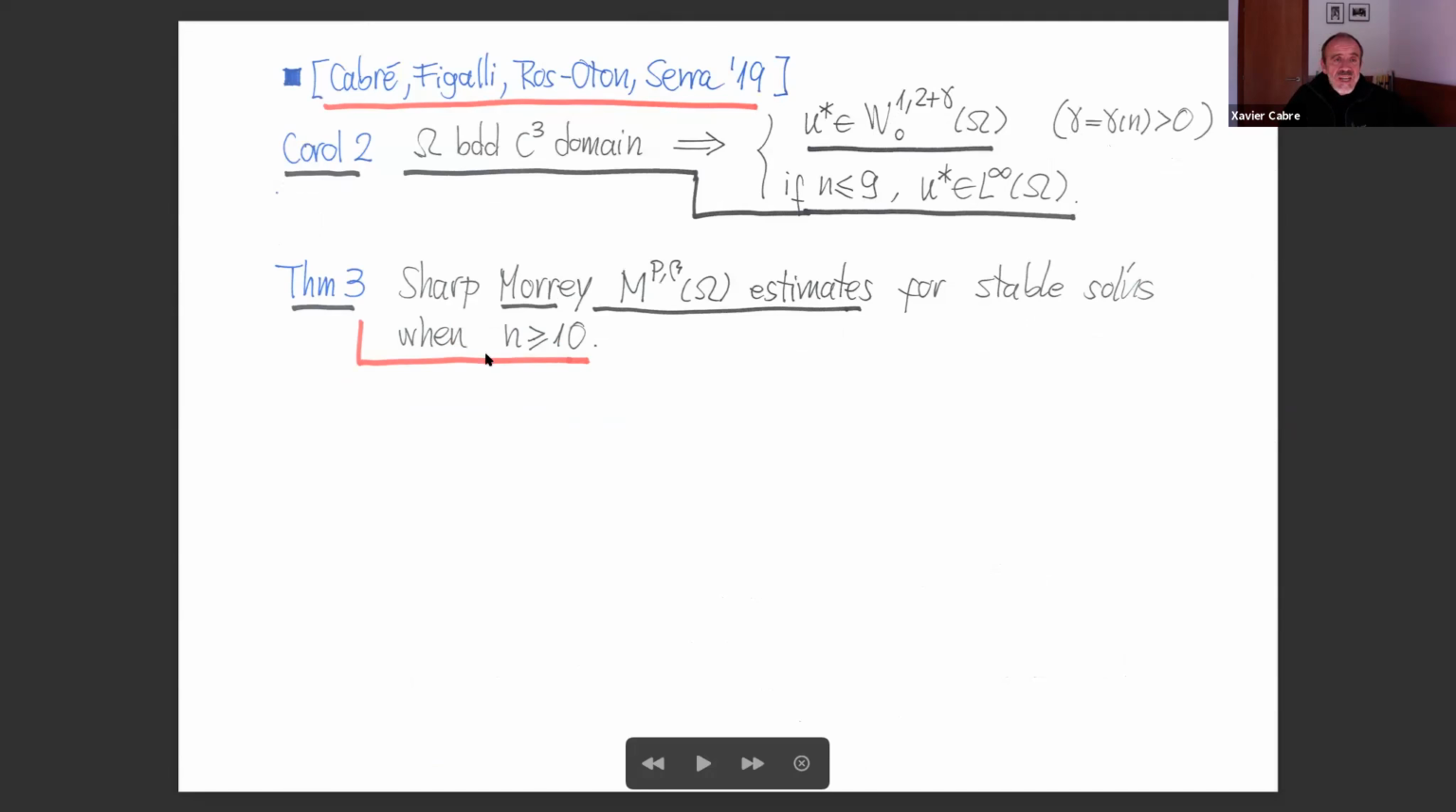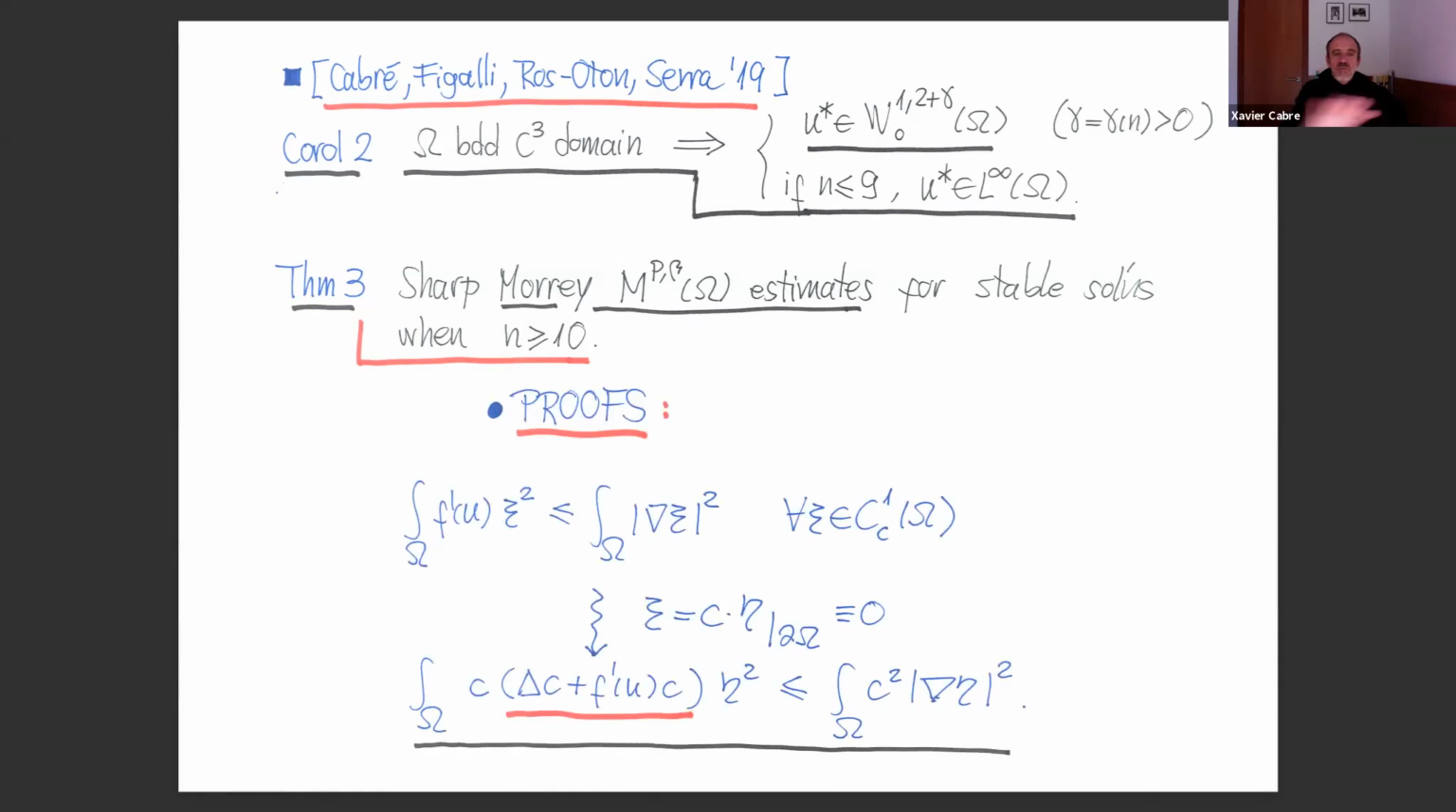In dimension 10 and higher in the paper, we also find Morrey type estimates, which are optimal or almost optimal, okay? But I will not enter on this. We get this with the same method of proof. So let me now describe the proofs, okay?